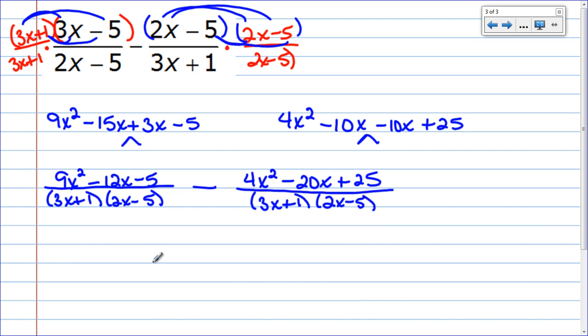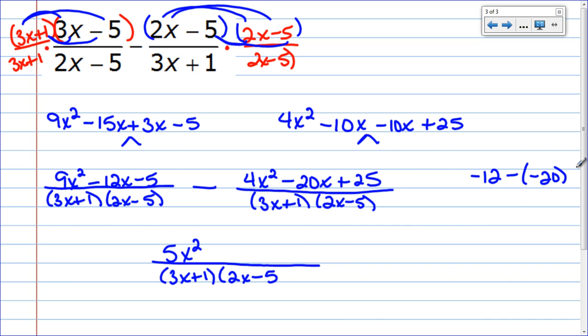So now I can subtract. Your denominator is 3x plus 1 times 2x minus 5. And then in the numerator, I'm going to just do like terms together. So I have 9x squared minus 4x squared. Well, 9 minus 4 is 5. Then I have negative 12x minus negative 20x. So that's negative 12 minus negative 20. And if I were you, I'd grab my calculator and just type that in. Or you can remember that when you have two minus signs together, it makes a plus. So this becomes plus 8x. And then I have negative 5 minus 25, which becomes minus 30. And there is your simplified answer.